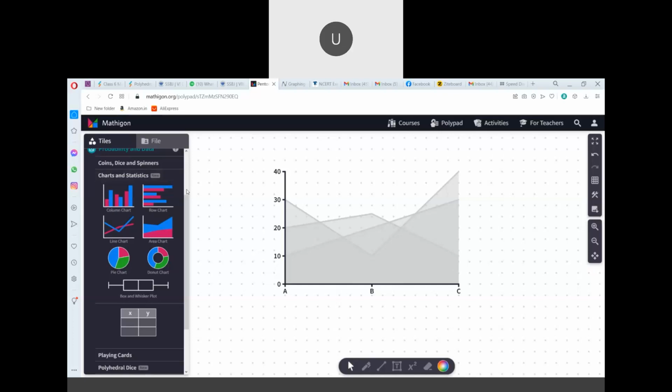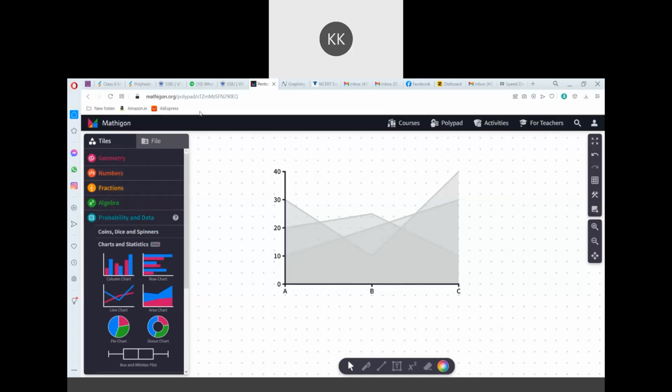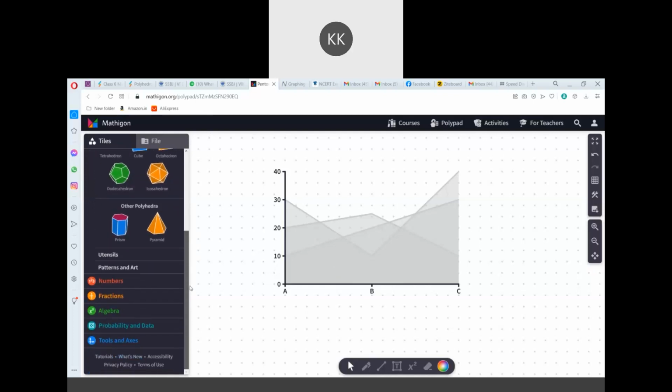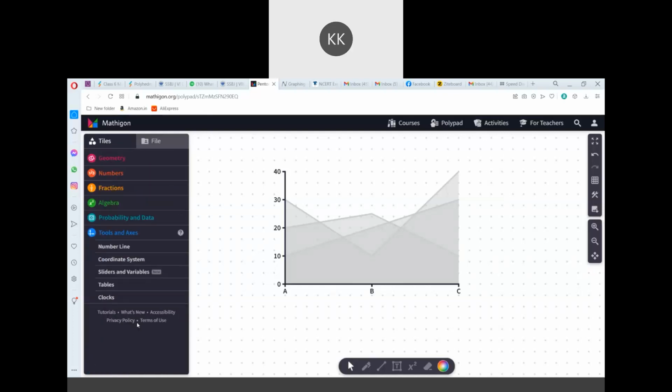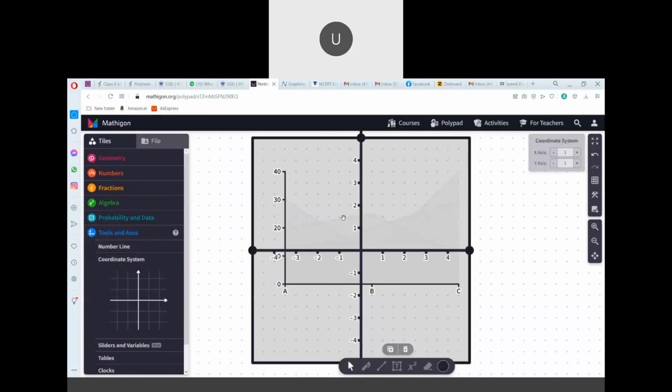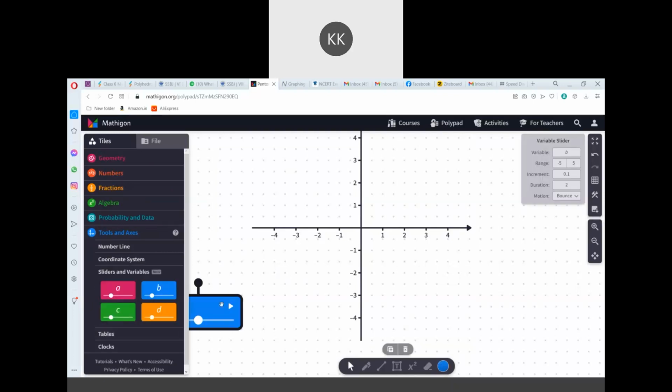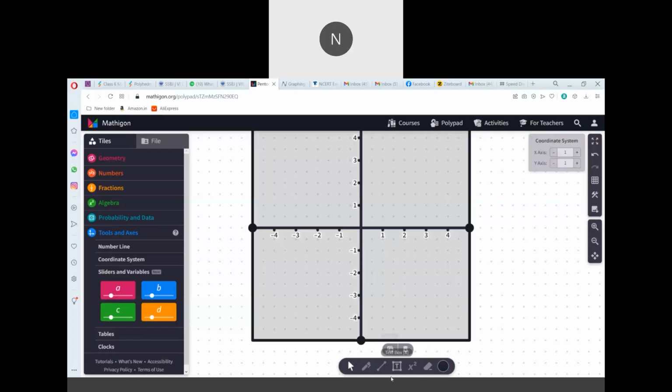So different concepts can be obtained on this website. If you get time and if you are having internet facility, please see. Polypads website. This one is the coordinate system. First coordinate, second coordinate, third coordinate, fourth coordinate. Coordinate system is the same as the Cartesian plane.